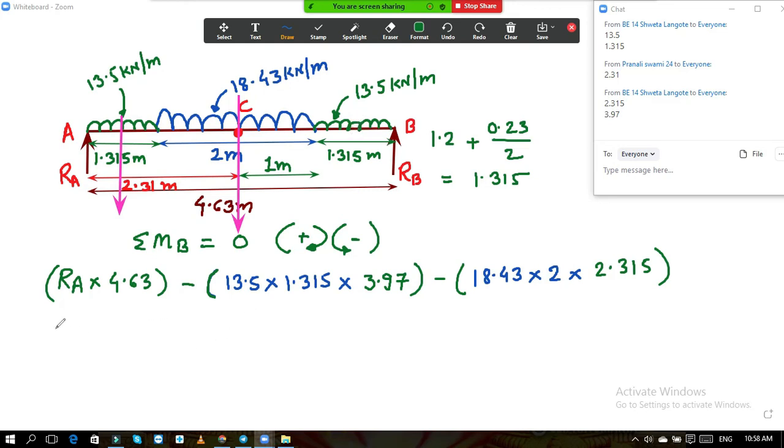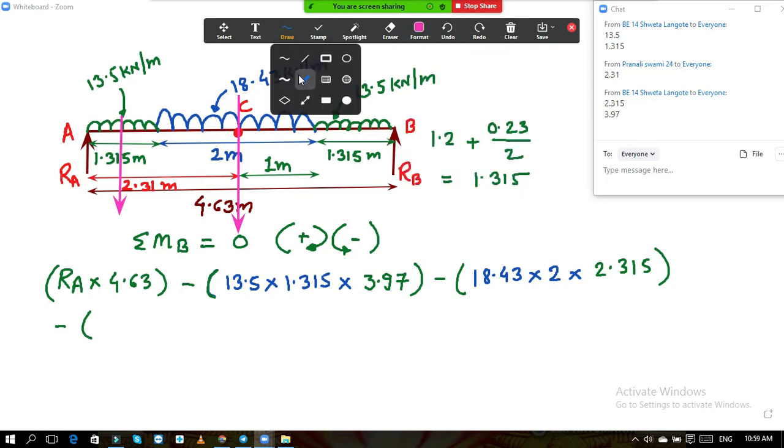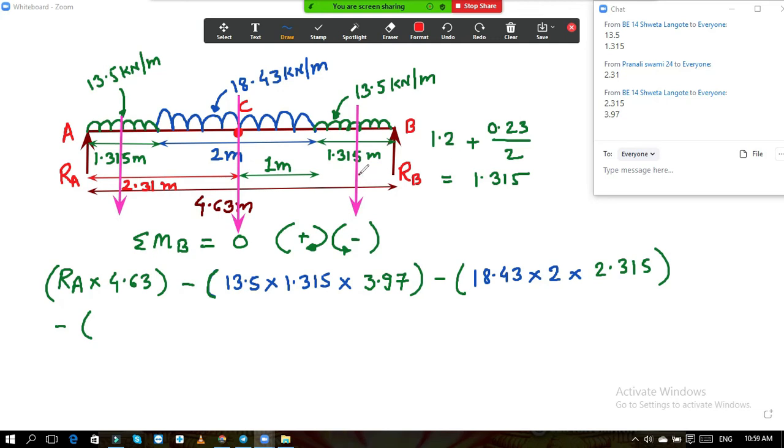Okay, now this last UDL, again this UDL is also minus. So here I will write minus in bracket. Convert this UDL into the point load first. So this point load will act at the center. So I will draw somewhere here center. And what is the distance? If you see the distance, this is the lever arm, which is 1.315 by 2, because it will act at the center of 1.315.